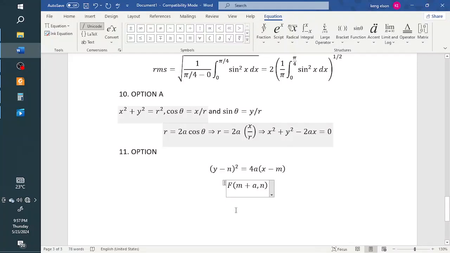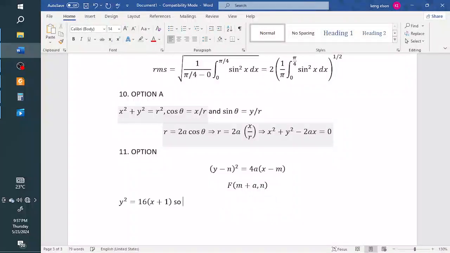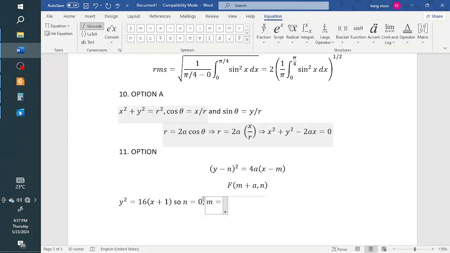So if this n is 0, in fact, why am I even going far? Let's go to the equation. My equation is y squared equal to 16 into x plus 1. So what is n? n is equal to 0, right? And what is m? Remember here there is supposed to be a minus, so we have negative m is equal to 1. We are comparing coefficients. Negative m is equal to 1, which means that m is equal to negative 1.